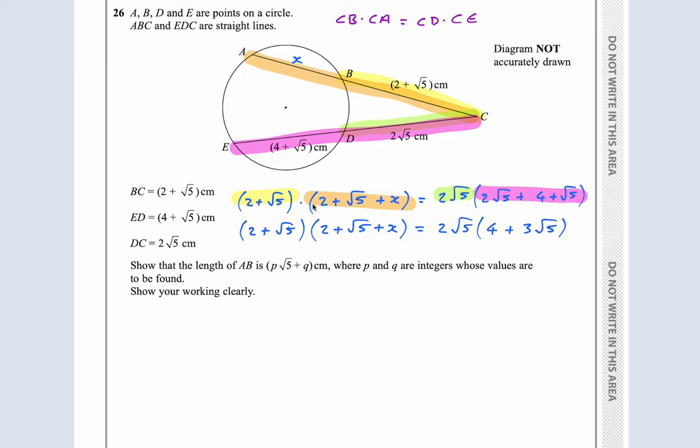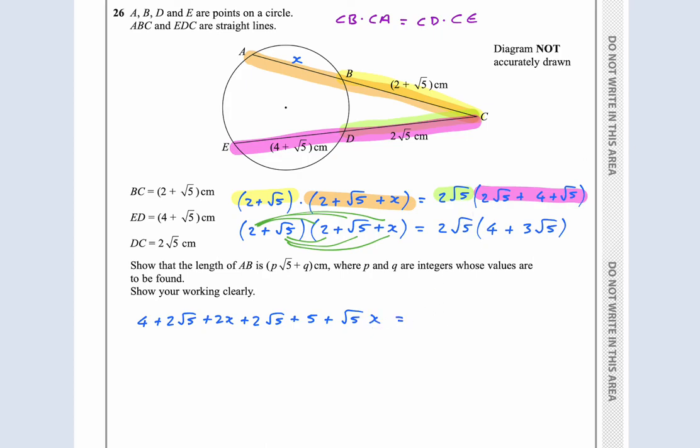Okay, then I'm going to multiply this by this. So to do that, I have three terms here and two terms here. I'm just going to do the first times the first, the first times the second, the first times the third, the second times the first, the second times the second, and the second times the third. So I'm going to have 2 times 2, I'm going to write down here, is 4. 2 times root 5 is 2 root 5. 2 times x is 2x. Root 5 times 2 is 2 root 5. Root 5 times root 5 is 5. And root 5 times x is root 5x.